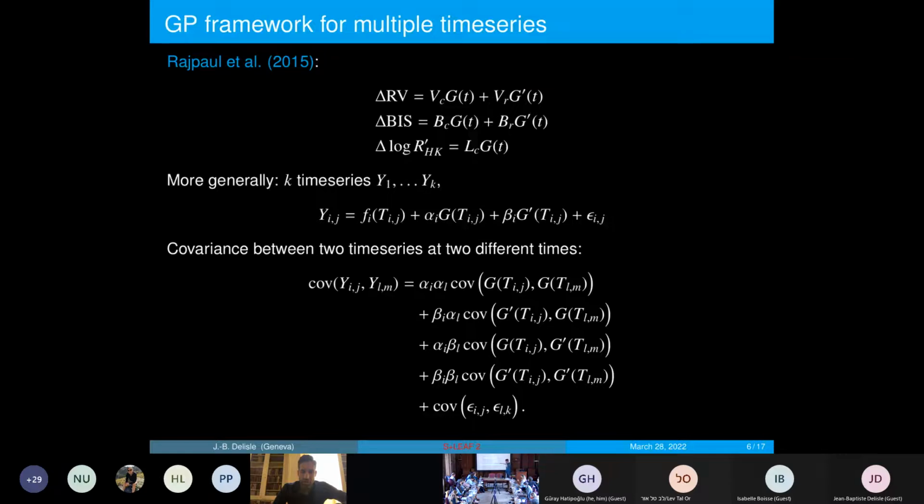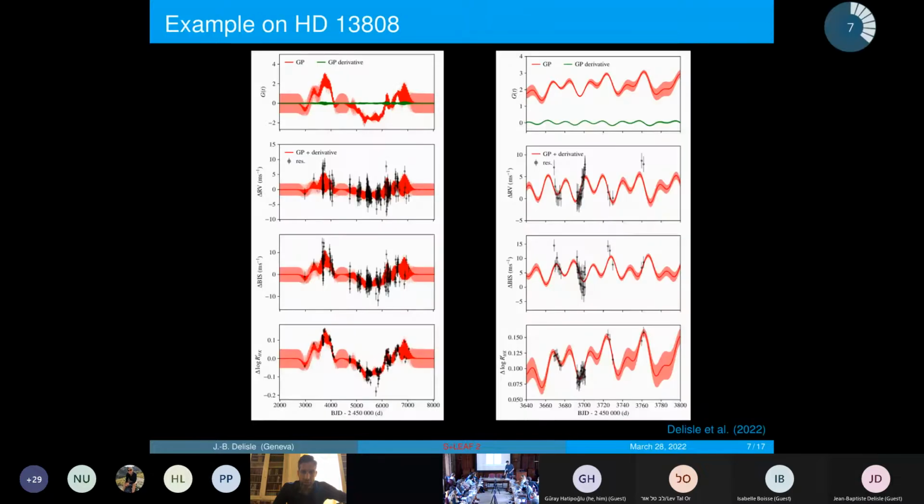And in this covariance matrix, we will have terms coming from the correlation of the Gaussian process with itself, but also with its derivative and of the derivative with itself. So when we do this, as also Oscar showed, it's very efficient and very powerful to model the stellar activity.